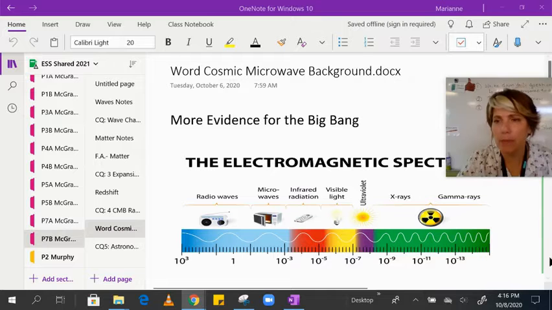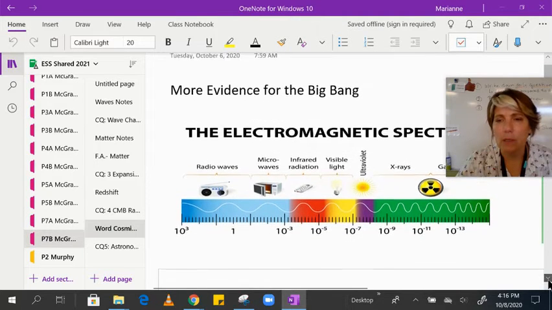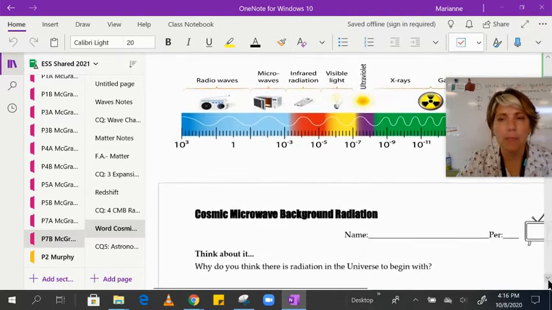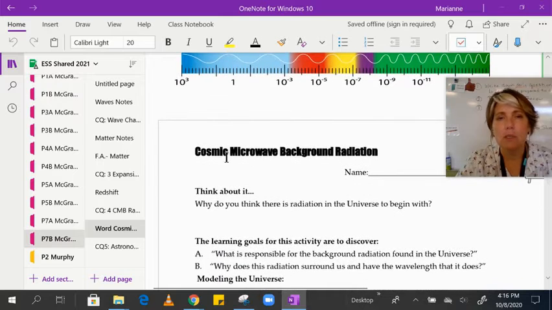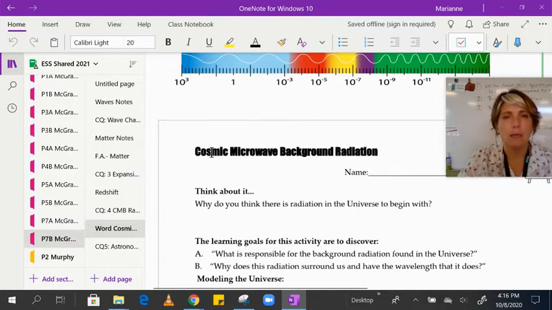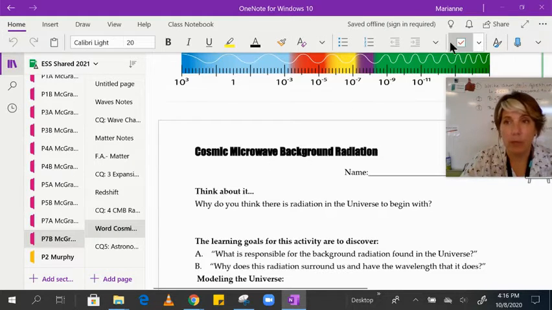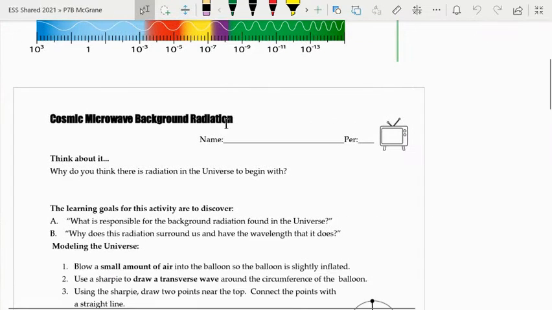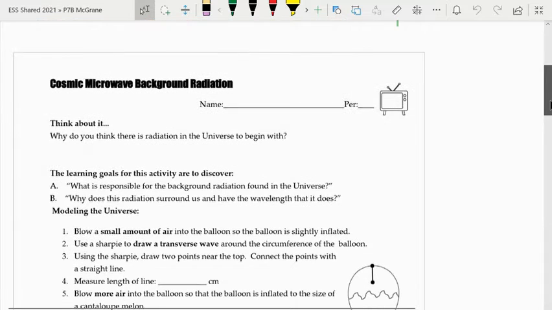So in order to do that, we are going to be looking at this document. This document is cosmic microwave background radiation. Cosmic meaning it's something in space. Microwave, that's the type of energy it is, and it's in the background. It's everywhere in the universe. Radiation is just another word for energy.